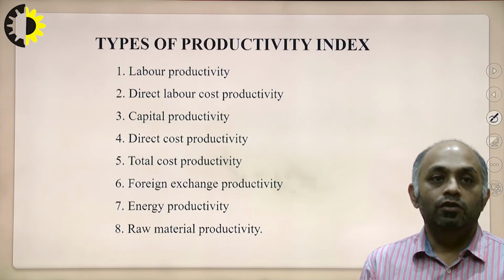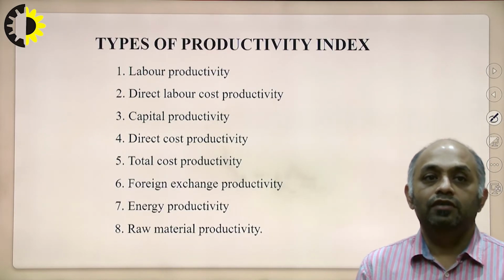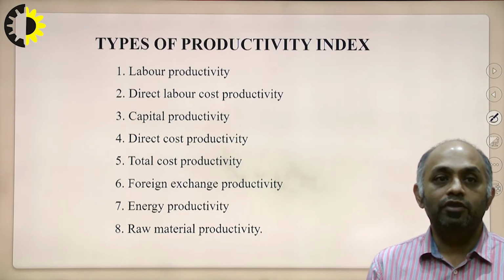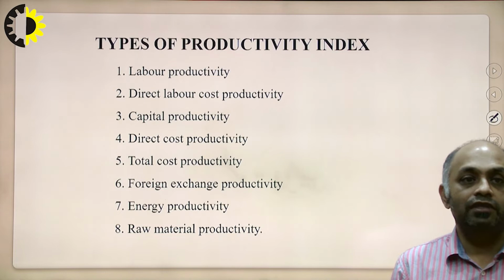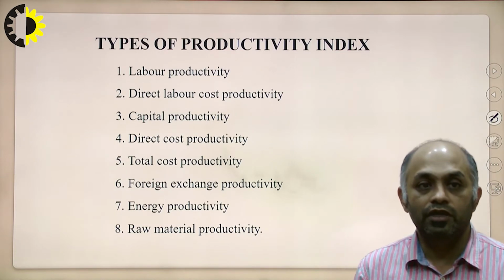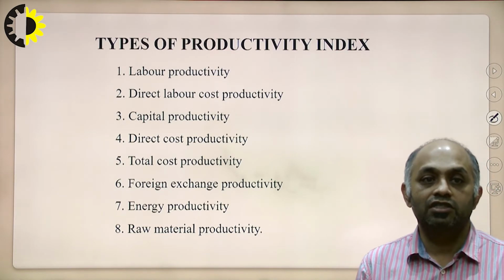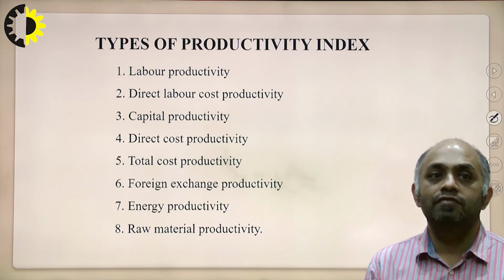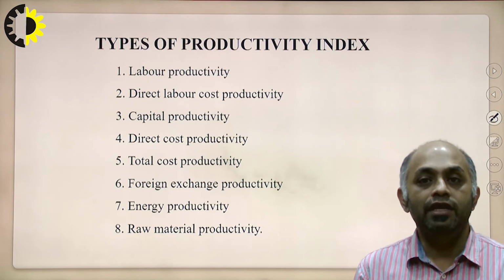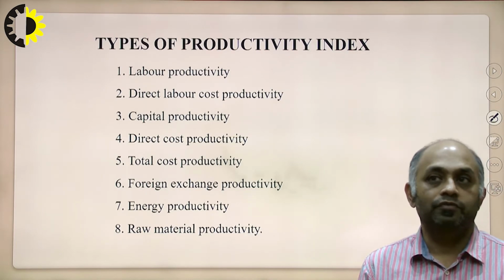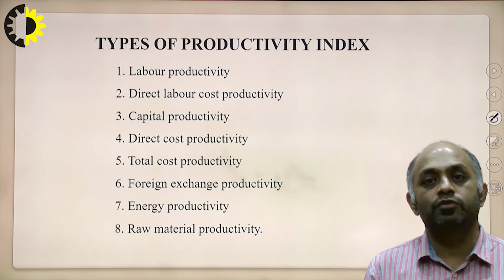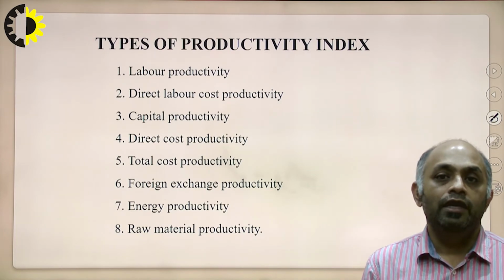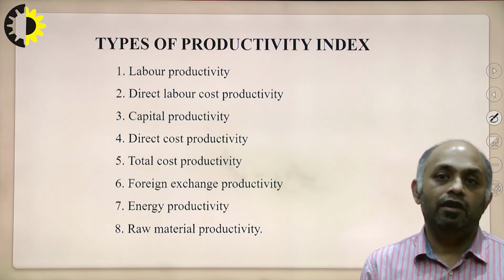Now, we actually go to the types of productivity index that we will be seeing in the next slides. These are labor productivity, direct labor cost per productivity, capital productivity, direct cost productivity, total cost productivity, foreign exchange productivity, energy productivity and raw material productivity. These are the terms that basically come with any type of productivity or production system. If we are managing a production system, these are the terms that play a vital role in defining the productivity of a system, right.